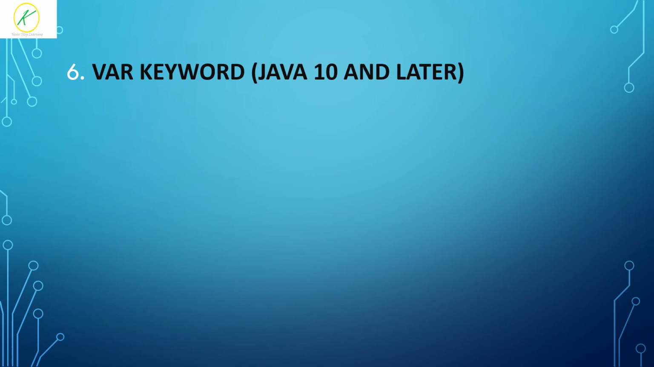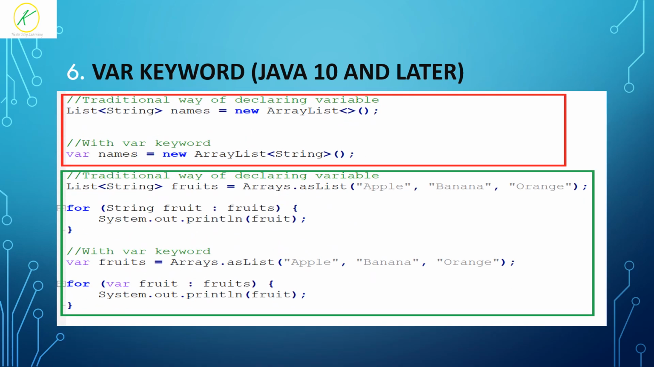Traditionally, a variable named names is declared with the type explicitly specified as List<String>. It's initialized with a new ArrayList<String>, and a variable named fruits is declared and initialized with a List<String> containing some fruit names. Then, a traditional enhanced for loop is used to iterate through the list and print each element.